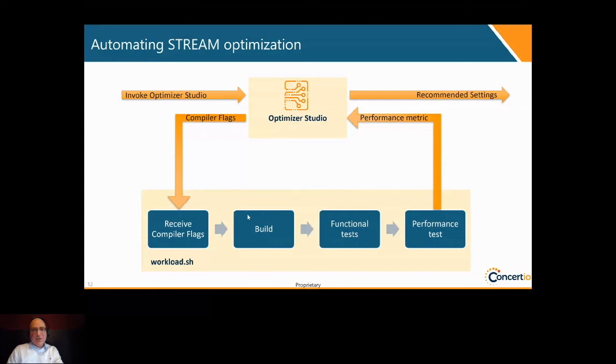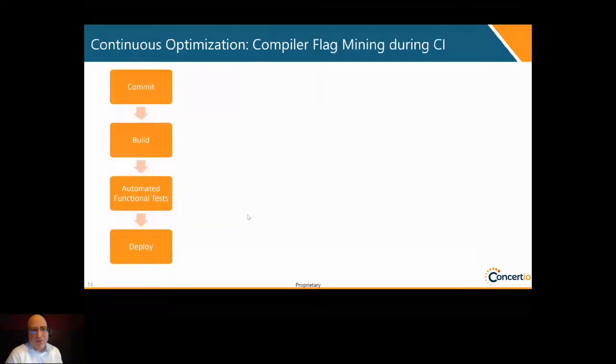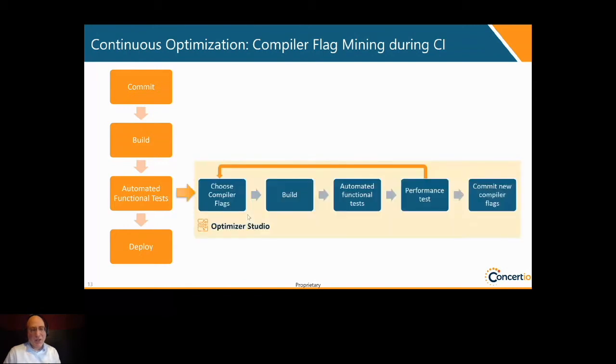Okay, let's continue until we see something there and talk a bit about continuous optimization. So we have the commit, build, automated functional tests, and deploy type of continuous integration. Let's say somebody commits a code, it passes through build and automated tests, and now after we know that it's a good configuration, we pass it through the continuous optimization pipe, which is basically what this slide shows.